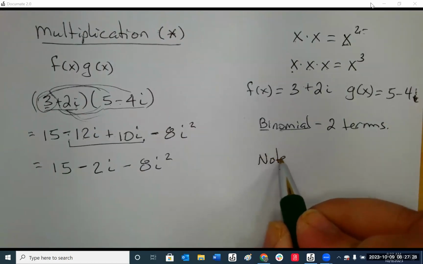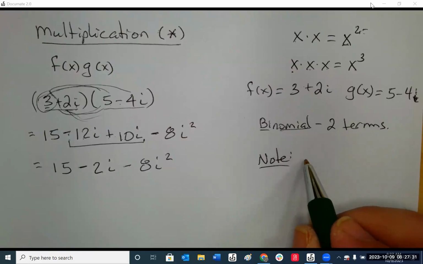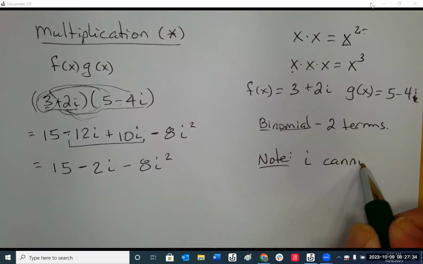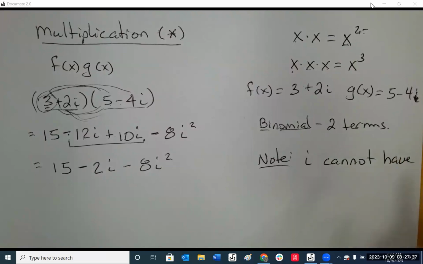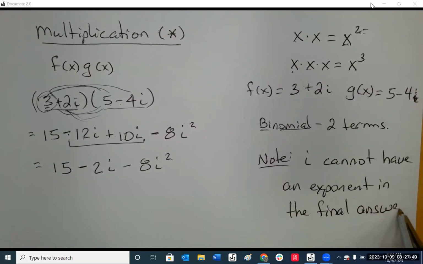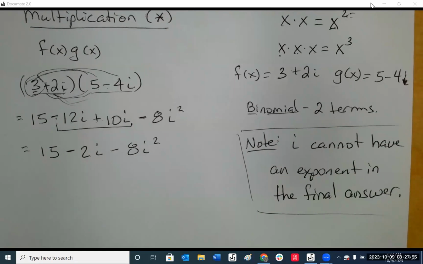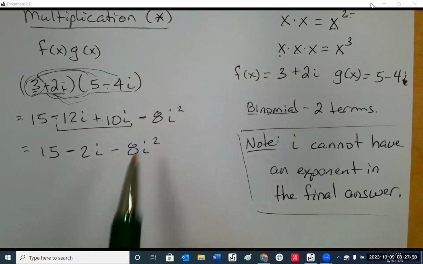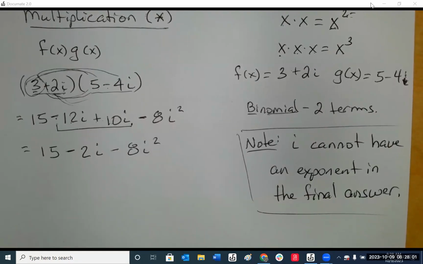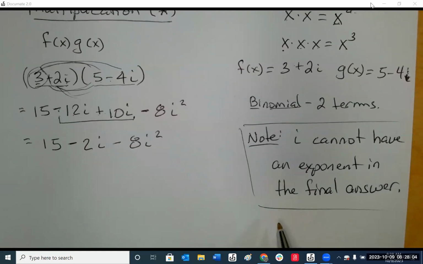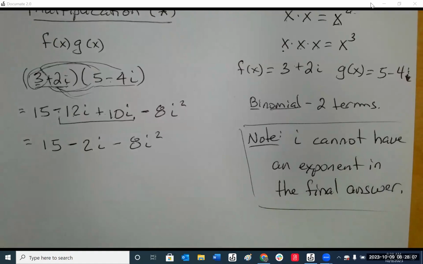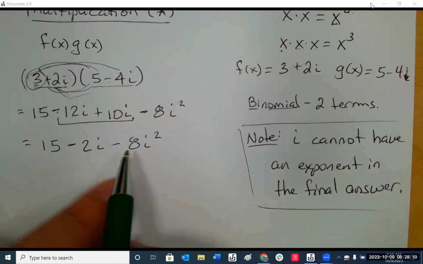Note, i cannot have an exponent in the final answer. So you're not done, because i has an exponent. So how do we get rid of the exponent? You'd think a square root, but you can't do a square root, because if you do a square root to that, you have to do a square root to everything.